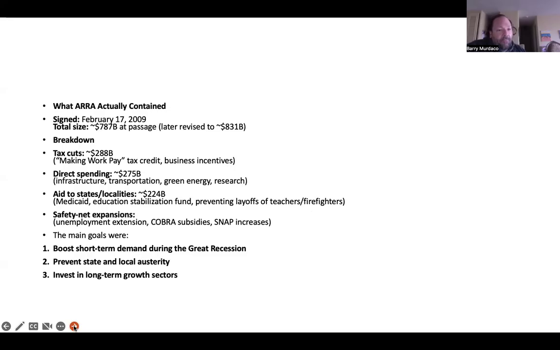So of the about $830 billion, about $300 billion was basically just tax cuts. So no real new spending. The government's not actually spending any money. It's just basically collecting less tax from corporations, hoping that those tax credits will boost the economy. Well, they didn't really. Direct spending, about $275 billion, mostly on infrastructure. Aid to states, about $224 billion. Very small safety net expansions as well.